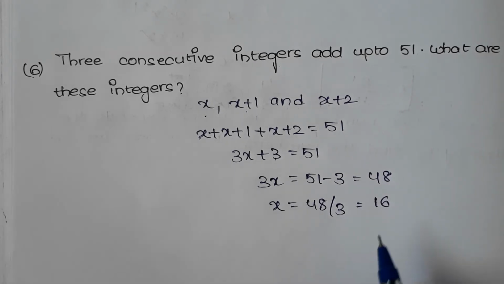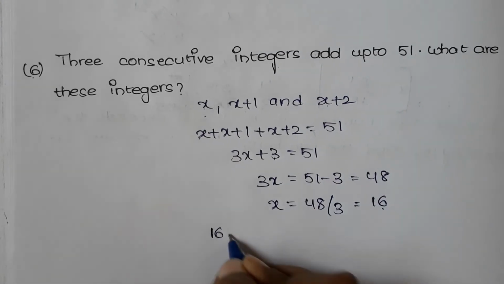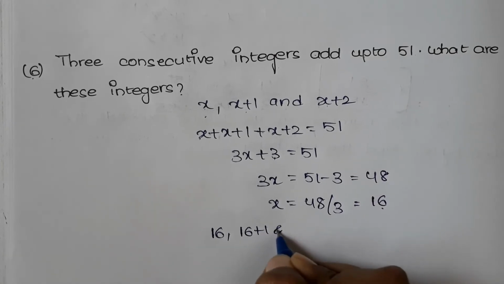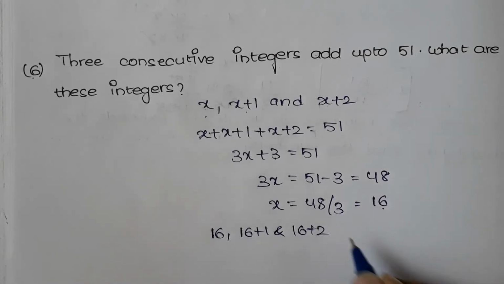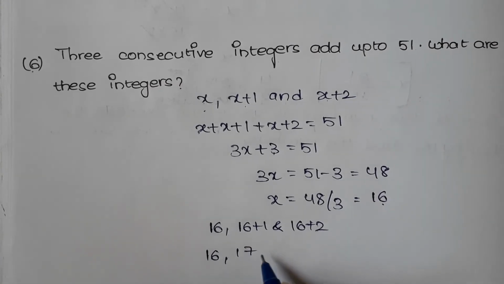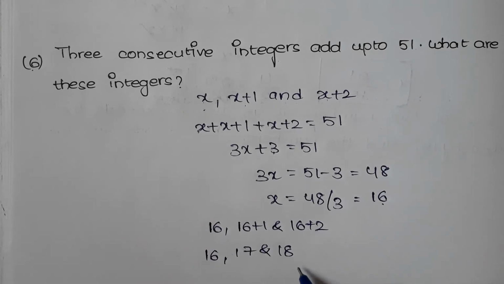Now one number, that is x equals 16, and the other two numbers are 16 plus 1 and 16 plus 2, that is 16, 17 and 18 are the three consecutive integers of the given equation. This is about the sixth problem.